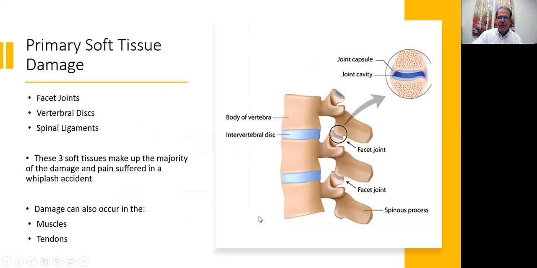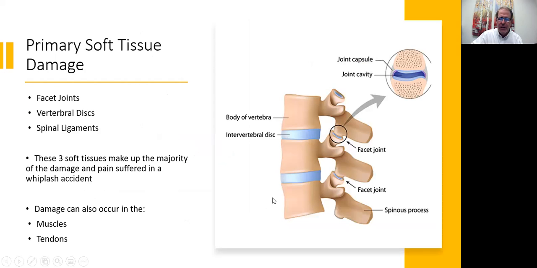What is actually misunderstood is what is damaged and why there's neck pain and headaches afterwards. So what's been proven is that the three tissues that are actually damaged are the facet joints, the vertebral disc, and the spinal ligaments. So not the muscles and not nerves, like maybe some people will say or some doctors will tell you. It's actually joints, disc, and ligaments.